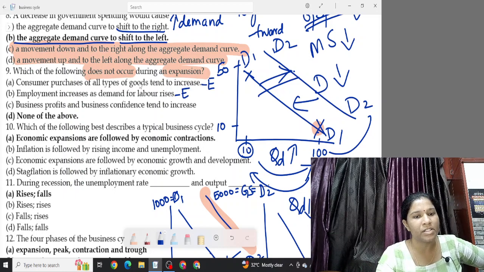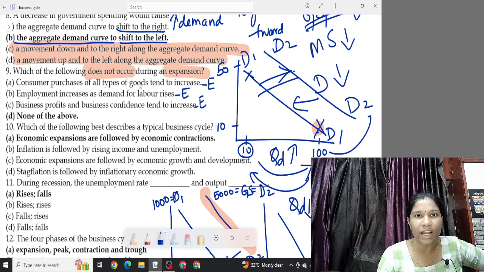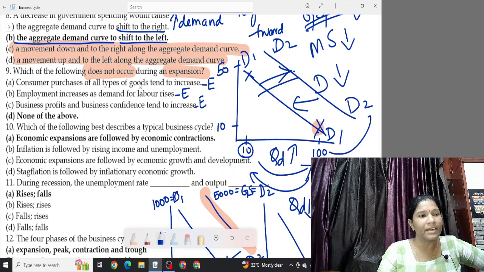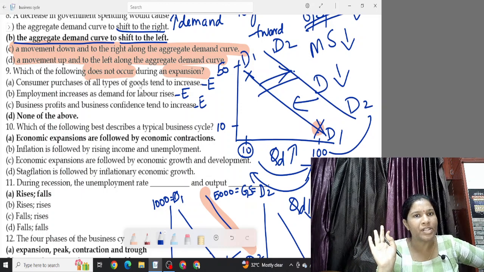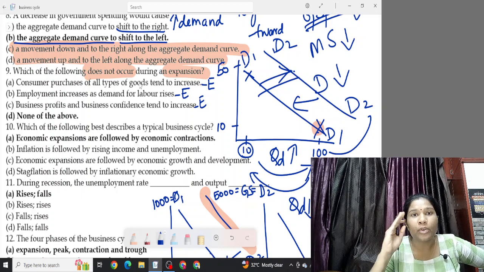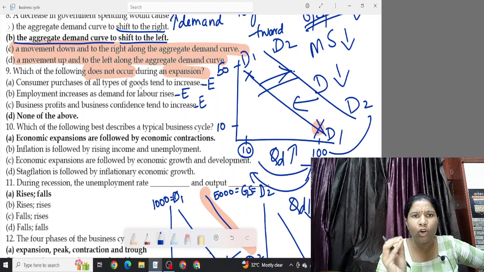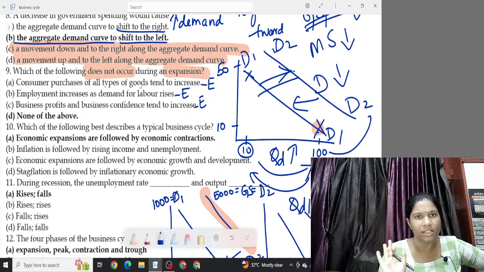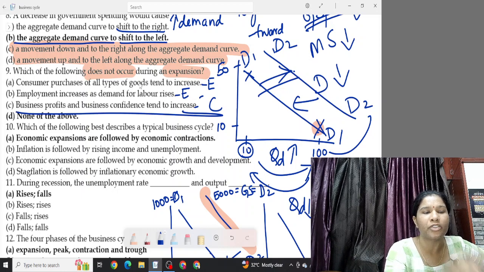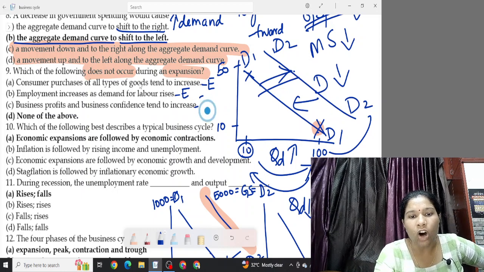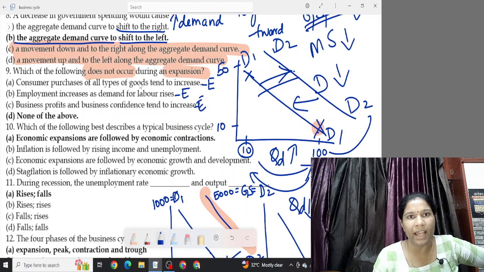Number 3, business profit and business confidence tend to increase. All these 3 things are related to expansion. Now, what is the question? I'll go and read the question now for clarity. Because while reading all the 3 points, I was totally unmindful of the question. I was totally focusing only on the options given, and I just wrote whether this happens during expansion or contraction. That's all. If even one single sentence relates to contraction, then that would be the answer for the above question. Since all three options given in this question number 9 relate to expansion.